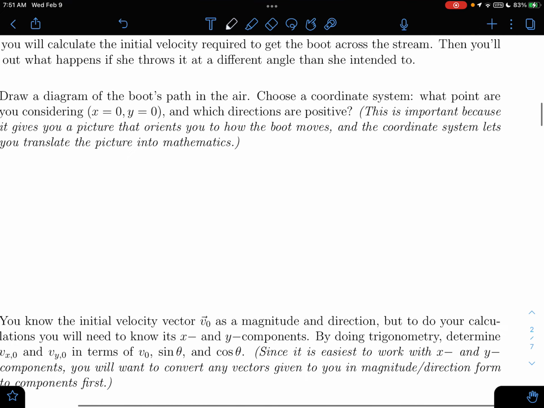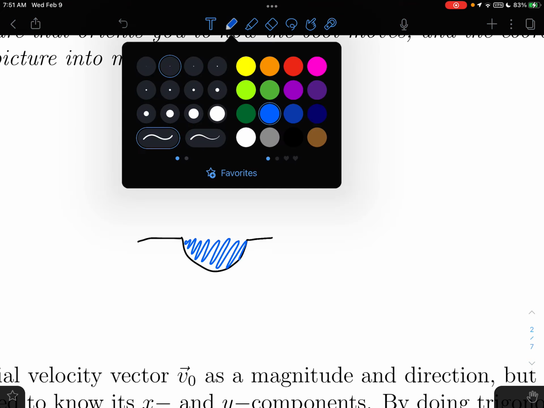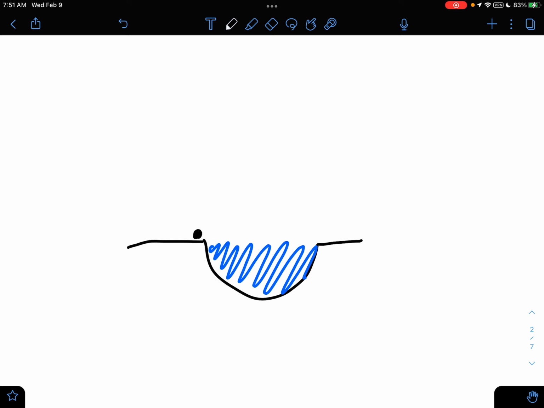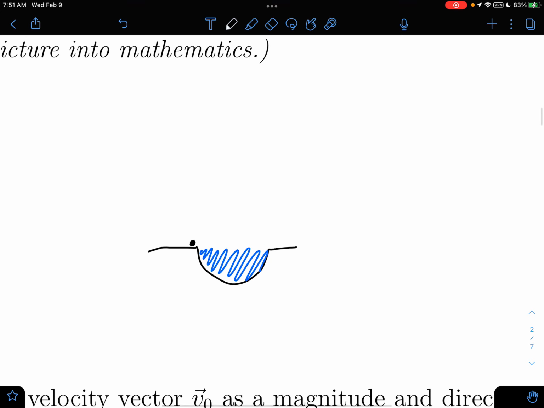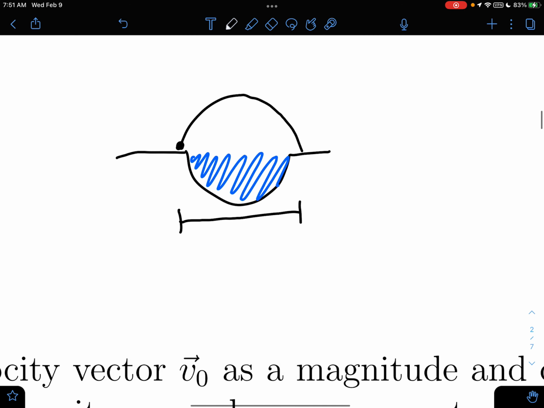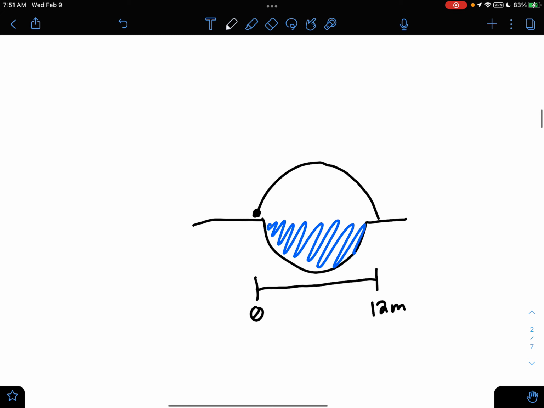So the first thing we're going to do is draw a diagram and pick a coordinate system. So I'm going to draw our stream. I'll put some water in the stream, why not. And here's where our person's starting. They're going to be throwing their boot up and over, kind of like that, so it lands on the other side. Here's going to be our 12 meters, and I'm going to say this side is 0, where we're starting from, and this is 12 meters.